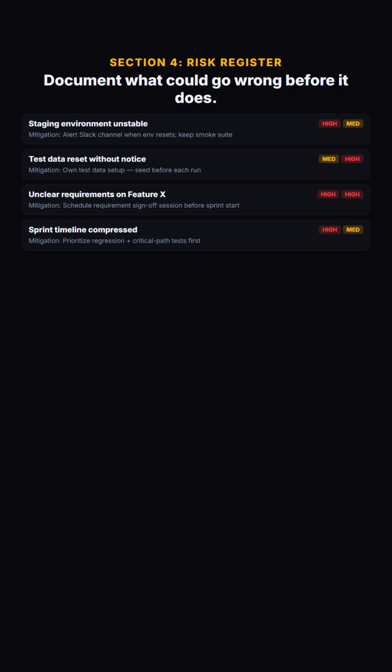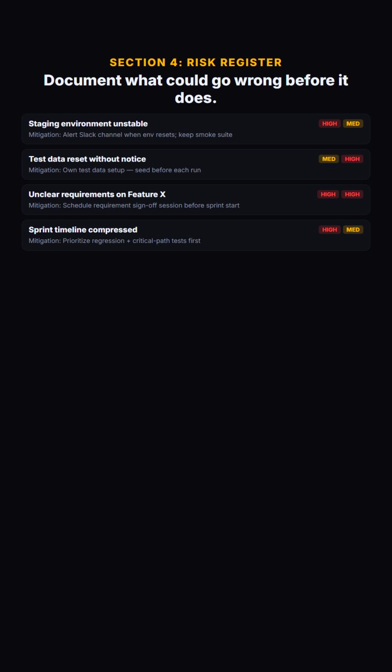For each risk, you document 3 things: the probability that it materializes, the impact if it does, and what the team will do to either prevent it or respond to it. A risk register is not pessimism. It is professionalism. When a risk that you explicitly documented actually materializes, you have already told everyone it was possible, you have documented what the agreed response is, and you are positioned to respond quickly instead of scrambling. When an undocumented risk materializes, it looks like you were not prepared. The test plan protects you as much as it protects the project.